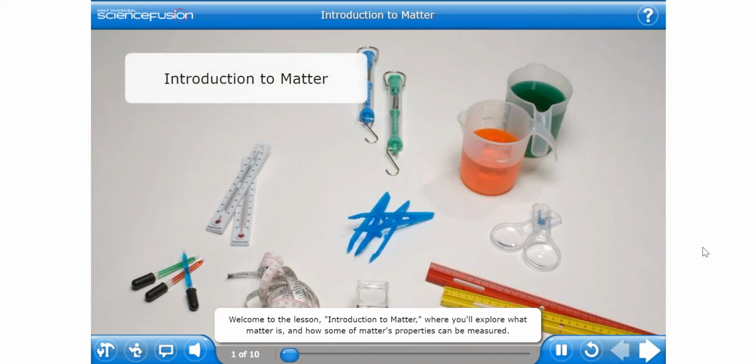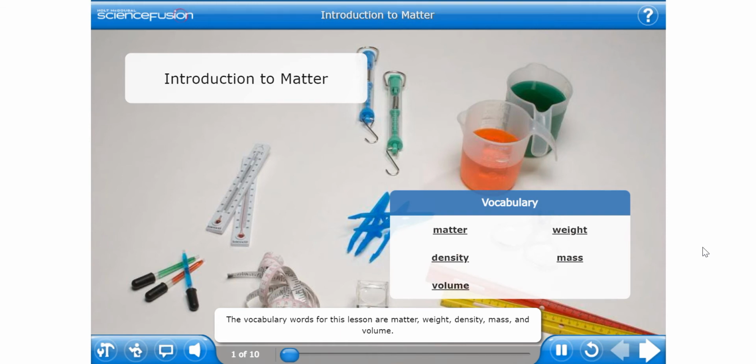Welcome to the lesson, Introduction to Matter, where you'll explore what matter is and how some of matter's properties can be measured. The vocabulary words for this lesson are matter, weight, density, mass, and volume. Click each word to learn more about it.